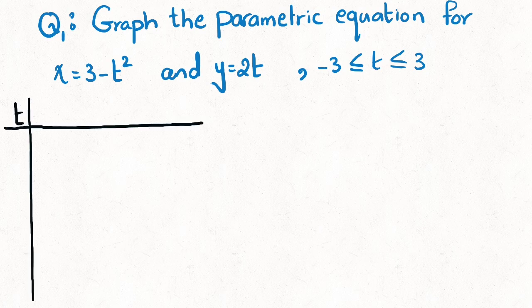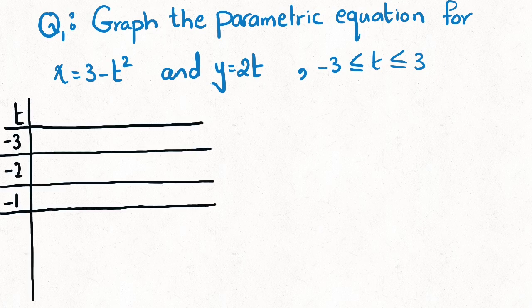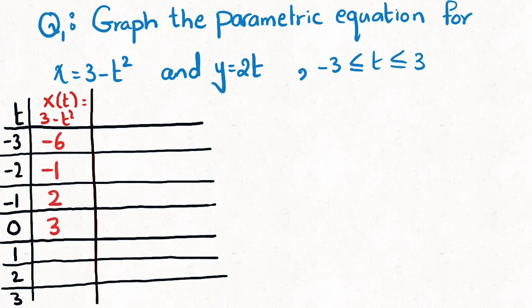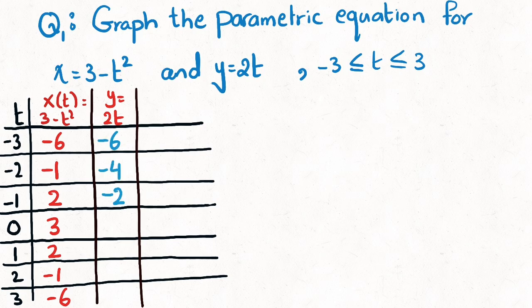All you have to do is build up a table and list the values of t, as you can see. Then you say, okay, x equals 3 minus t squared. Thus I will start replacing the value of t and find the final answer for x. I will repeat the same process, but this time for y, and I will find each value for y. Then I will combine the values of x and y in one ordered pair, which is x comma y, as you can see in front of you.